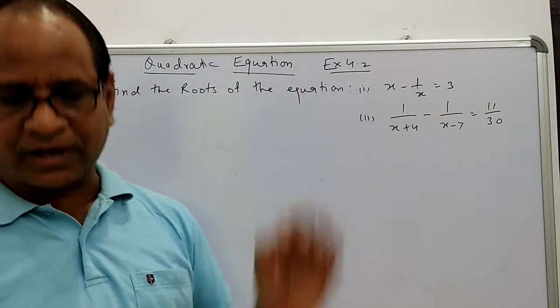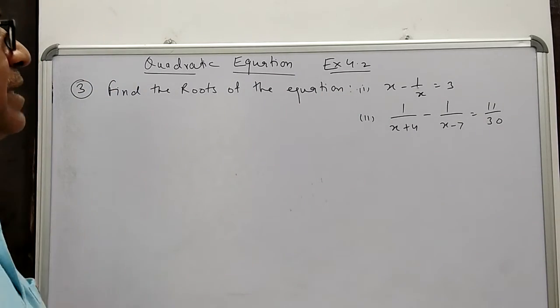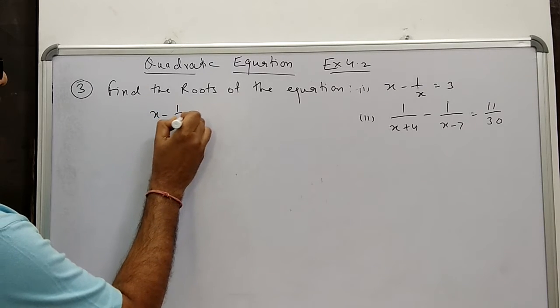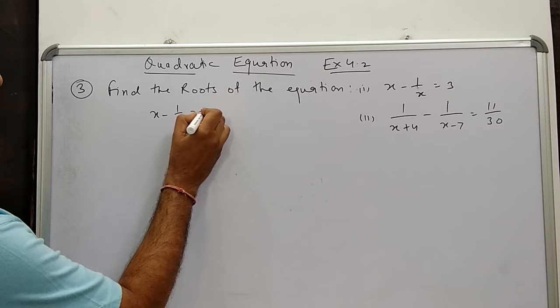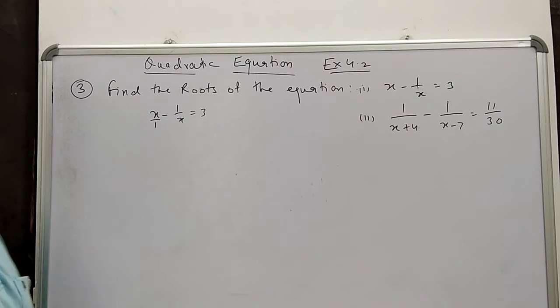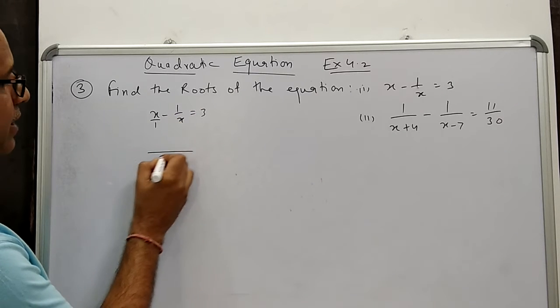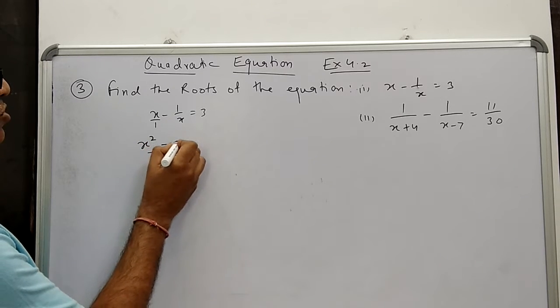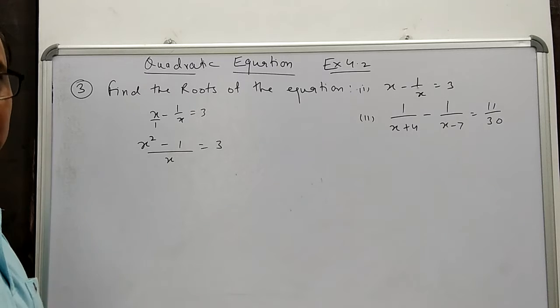Find the roots of the quadratic equation, and here there are two parts. I am explaining you the first part. It is x minus 1 upon x equals to 3. So you write upon 1 here, and now we will take the LCM. So LCM is x. It is x square minus 1 equals to 3.